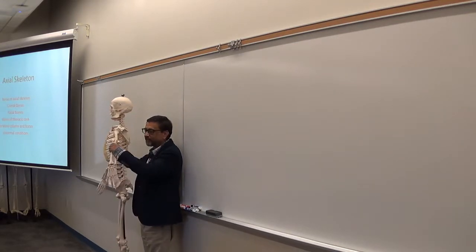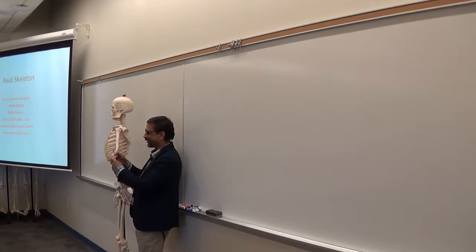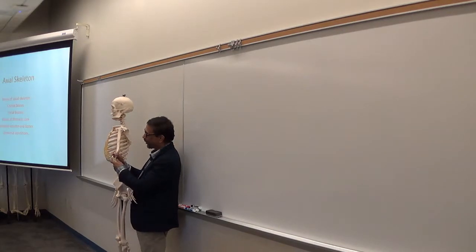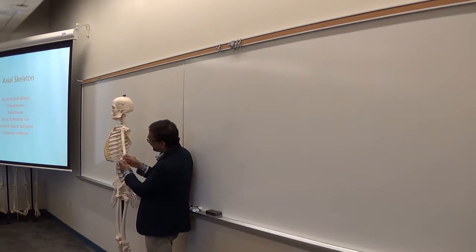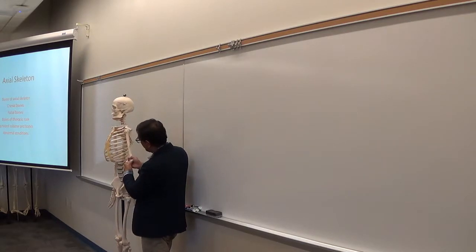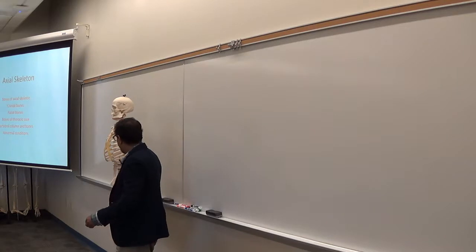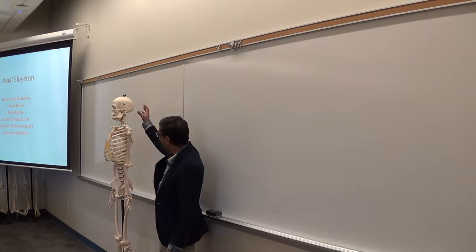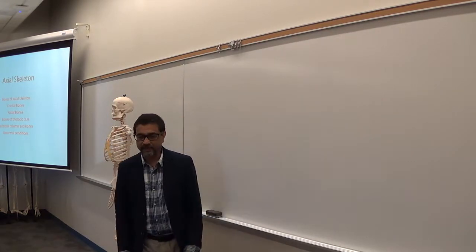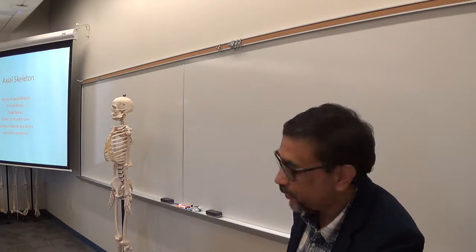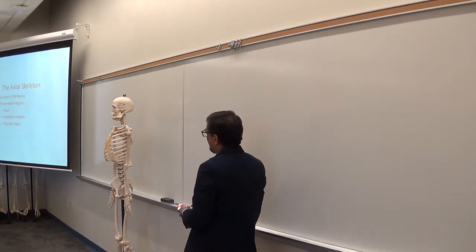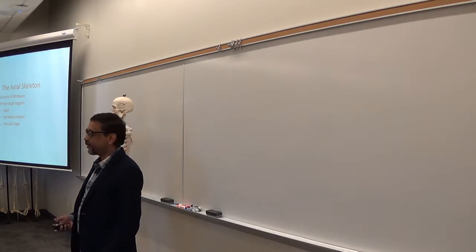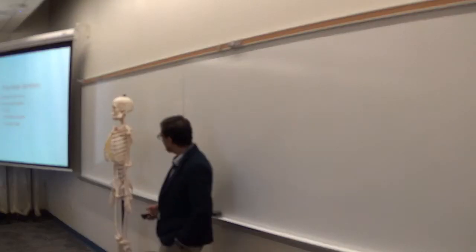The appendicular skeleton consists of the upper limbs and the lower limbs. So 4 limbs, 2 upper limbs and 2 lower limbs, together form the appendicular skeleton. Okay? So today we'll talk about the bones of the axial skeleton. That means the bones of the skull, vertebral column, and the ribs. The axial skeleton consists of 80 bones, total 80 bones.